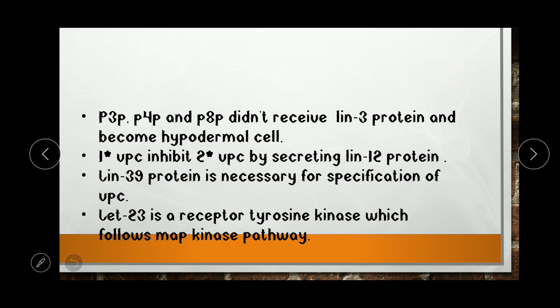And LET-23 is a receptor tyrosine kinase. There are a number of receptor tyrosine kinases and this follows a MAP kinase pathway. So receptor tyrosine kinase means this will lead to the phosphorylation of the tyrosine amino acid residue on several protein molecules.